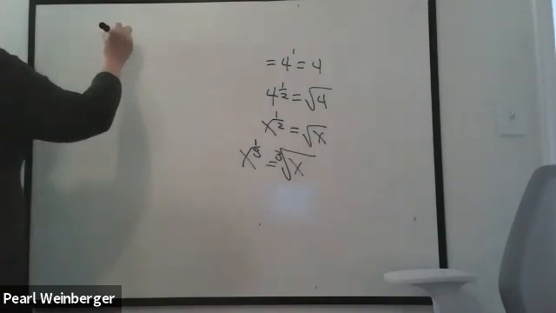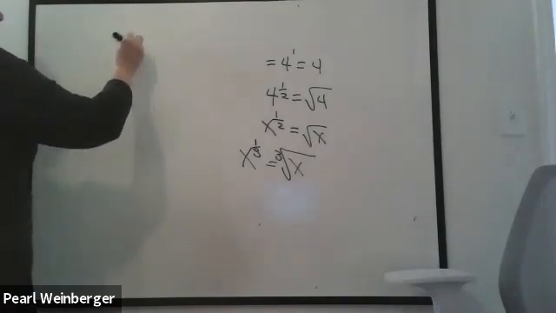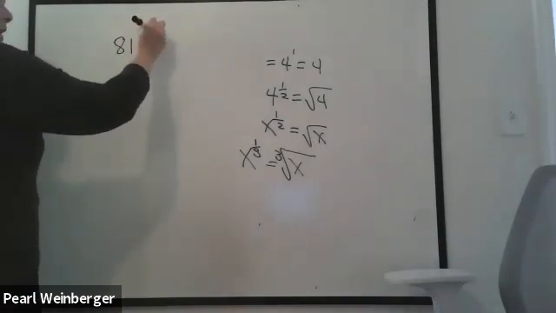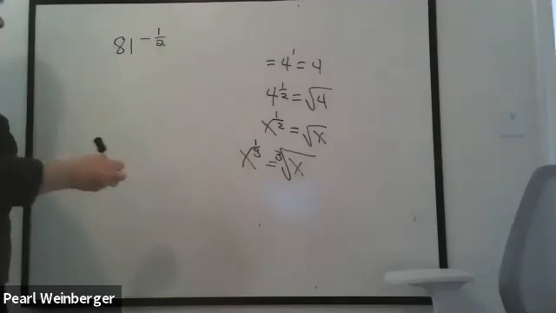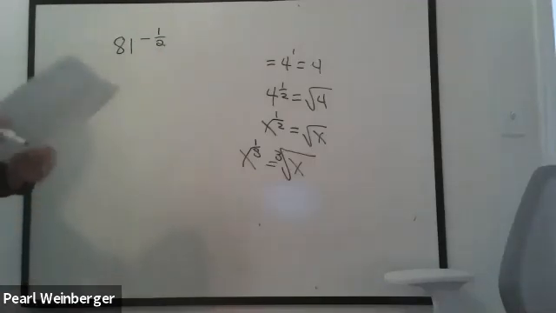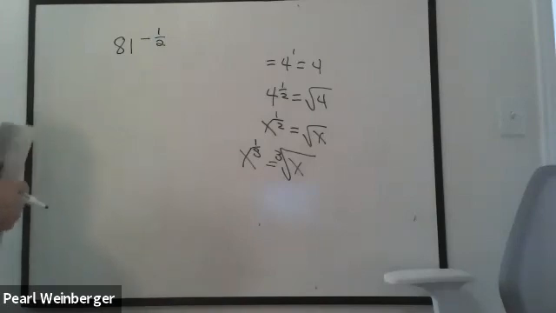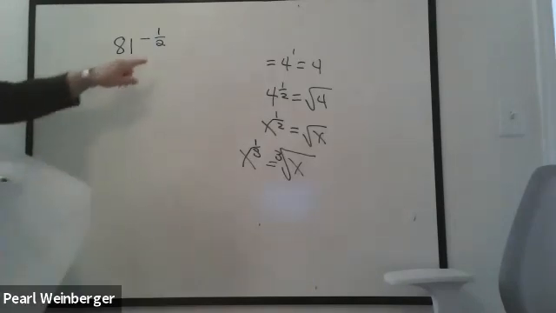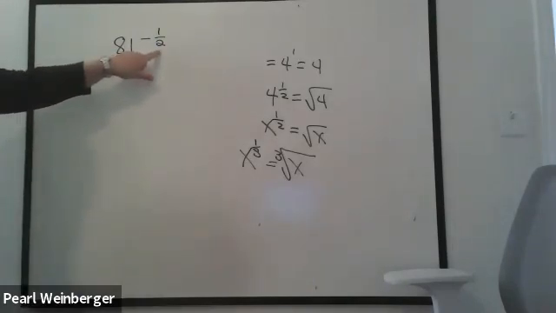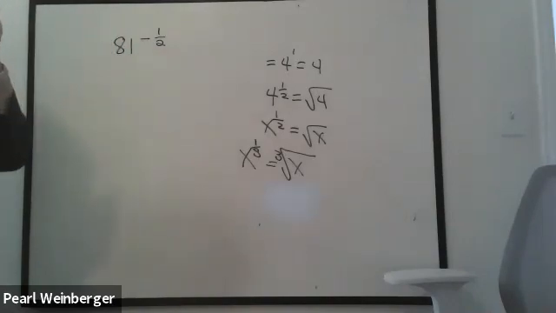Suppose I ask you to figure out what 81 to the -1/2 is. I'm going to do one, then I'm going to give you a couple to try. There are two things going on here. There's a fractional exponent, and there's also a negative exponent. And these each tell us different things.